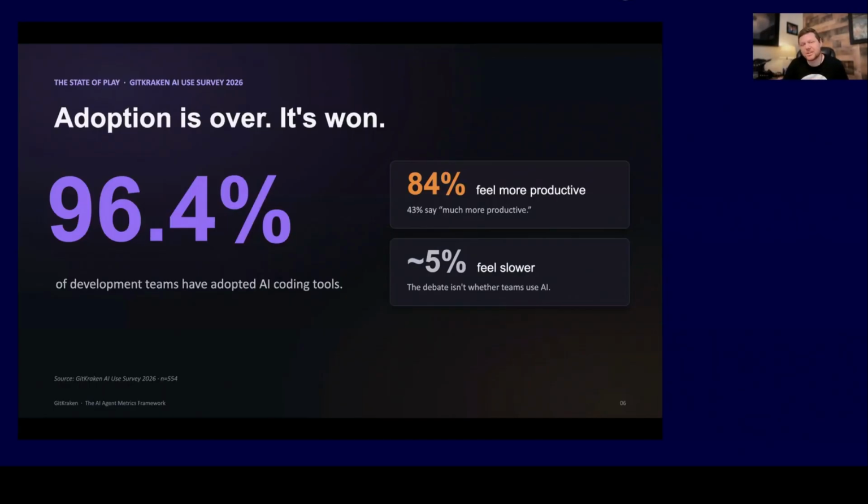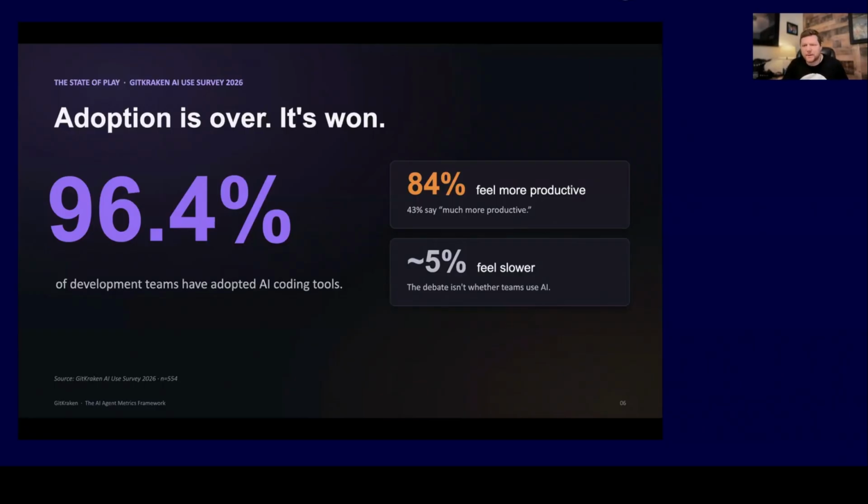But one of the most interesting things is when we asked developers and engineering leaders if they felt more productive, 84% said they feel more productive, and 43% said they feel much more productive. Only 5% said they feel slower. And I get that. I think there's a reality to that. But think about what that means when nearly every team has adopted AI and most people are feeling faster. It stops being a differentiator of just being able to adopt the tools and feel like we're going faster.